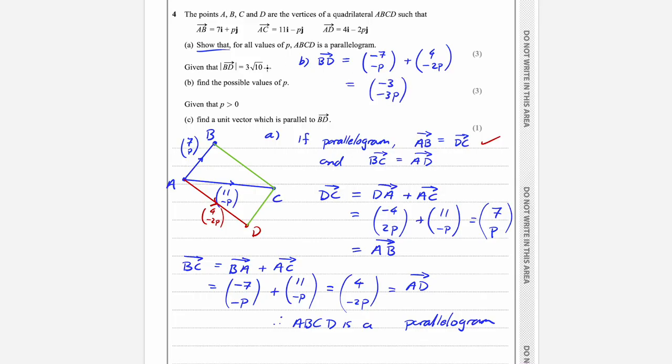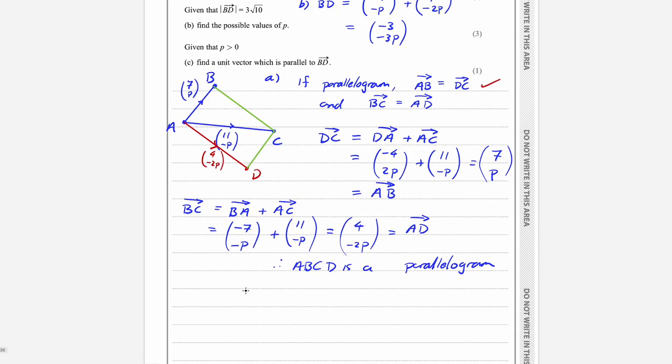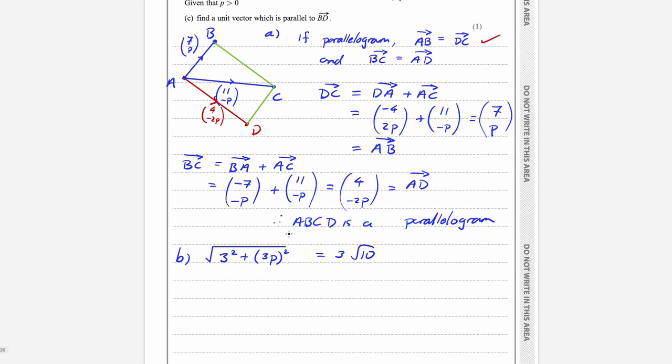So that is BD. Now the magnitude of that equals 3 root 10. The magnitude, guys, is the square root of this squared plus this squared. I get rid of the negatives, just because I can, because 2 negatives squared is a positive, makes it easier. That squared plus that squared must equal 3 root 10. Find the possible values of P. Now I just have to solve this. Square both sides. This is 9 plus 9P squared if I multiply it out and square it. This is 9 times 10, which is 90. Do that on your calculator if you need to.